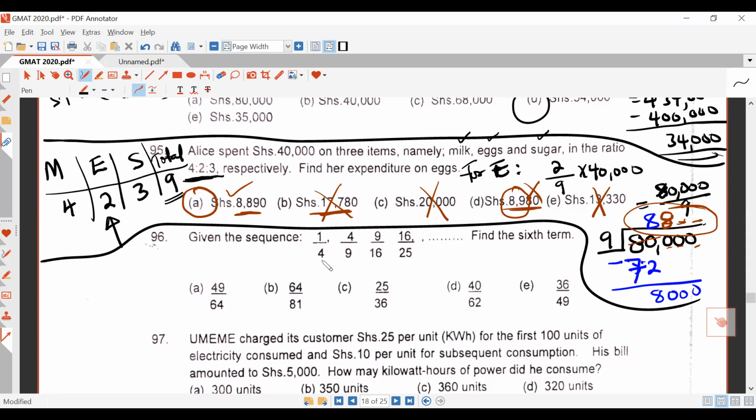For this one here, the first figure is a quarter, then 4/9, then 9/16, then... Is there anything common in the numerators? Not really. Because from here to here, we add a 3. From here to here, we add a 5. Then from here, we add a 7.